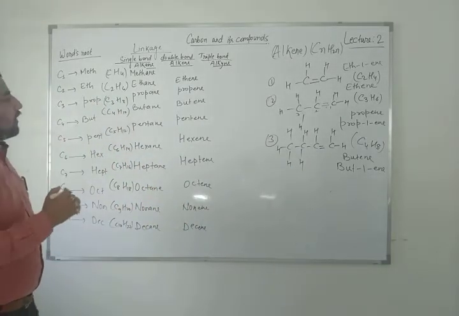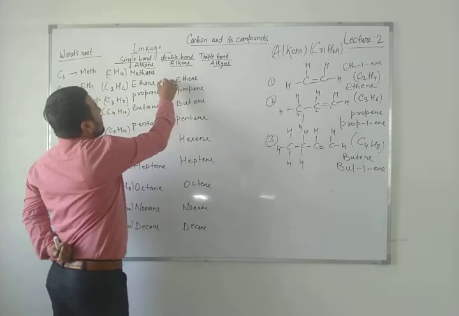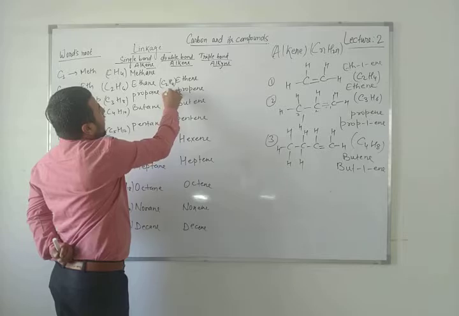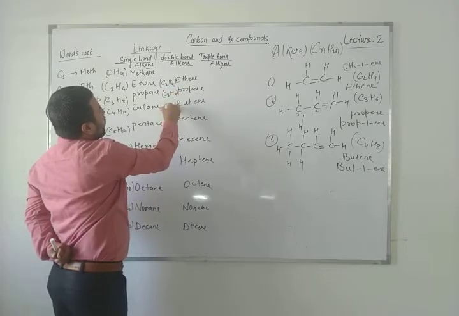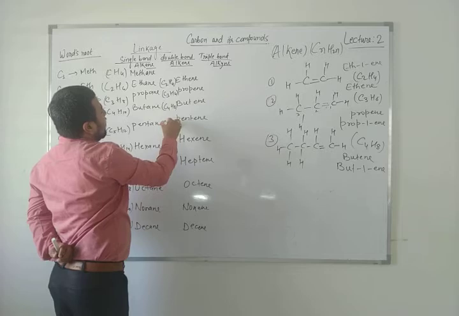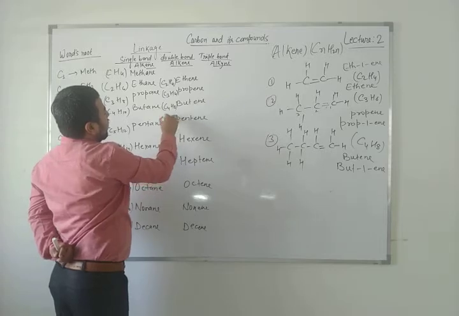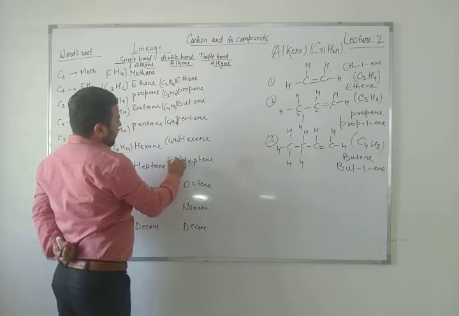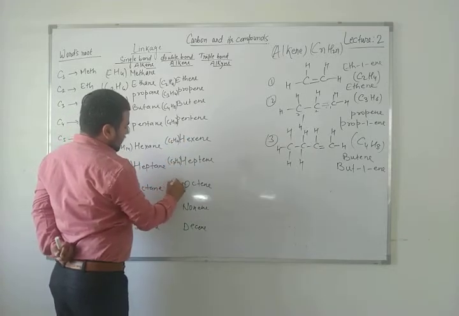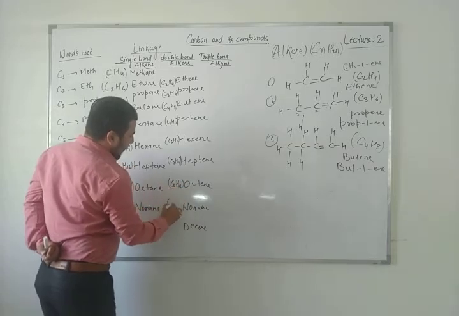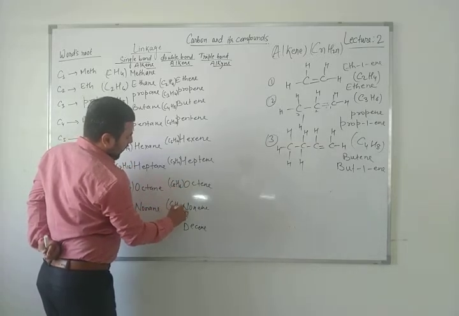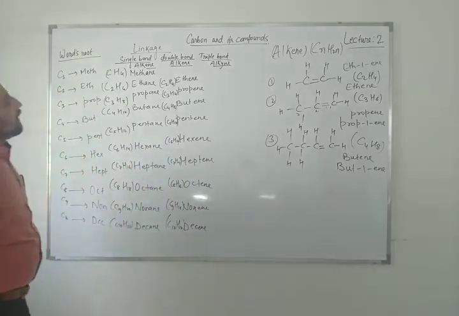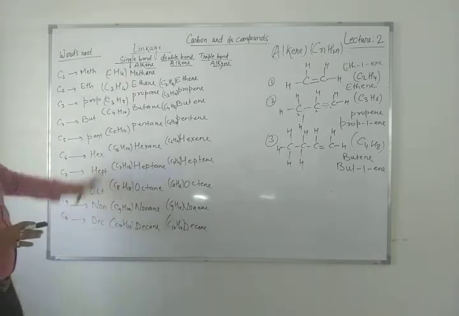You know CnH2n. It means here you can write C2H4. This is the chemical formula of ethene. C3H6, C4H8, C5H10, C6H12, C7H14, C8H16, C9H18 and C10H20. So this is the chemical formula of these alkene compounds.